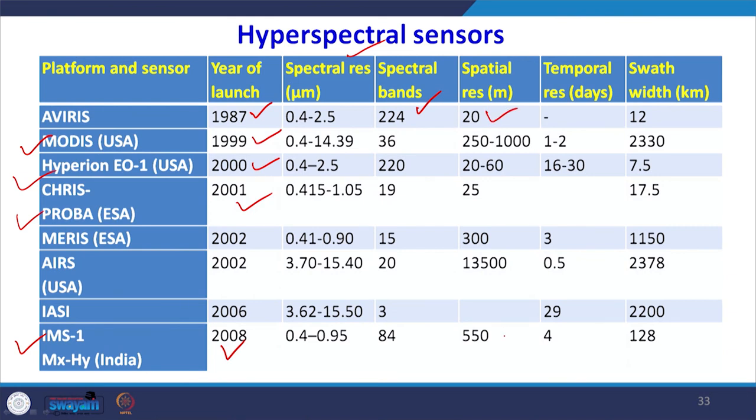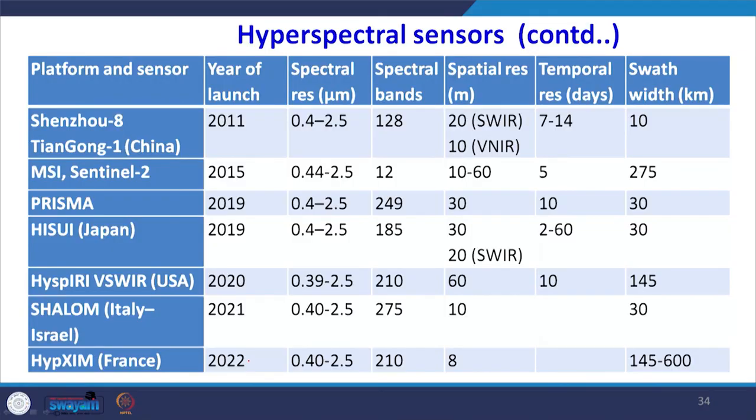Now the question is how to carry out the analysis and how to select the best band, so that we can identify the feature of interest. Spatial resolution ranged from 20 meters to 300 meters to 500 meters. Temporal resolution ranged from 1 to 2 days to 16 to 30 days, and swath width also changed depending upon the type of sensor and the height of the satellite. So this list is long. Up to 2022, you can see the HySIS sensor launched by France. Different countries have designed and launched their own hyperspectral sensors, looking at the potential use and application of the sensor.